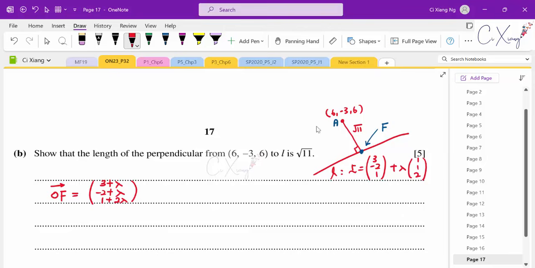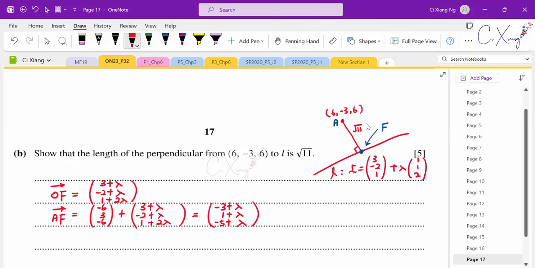Okay, so now my final answer for this question is I want to find out the magnitude of the vector AF. Therefore, I need to figure out what the vector AF is first. So AF means AO plus OF. AO means -6, 3, and -6. Then plus OF means what we have here. So in short, your vector AF should look something like this. It should be -3 plus lambda, I use lambda here, then 1 plus lambda, and also -5 plus lambda.